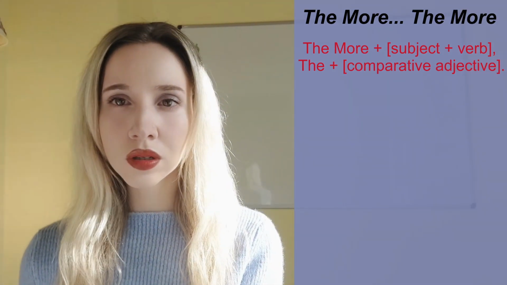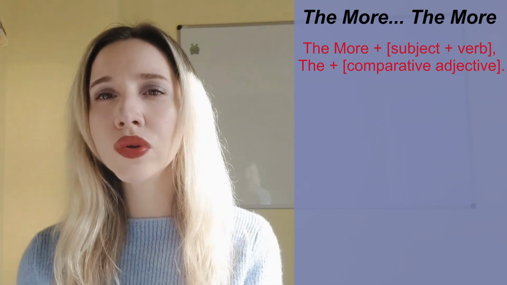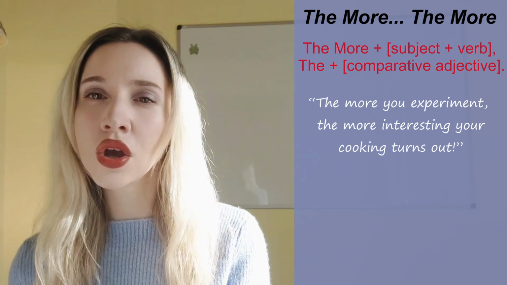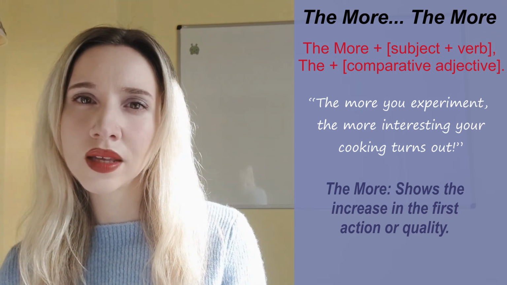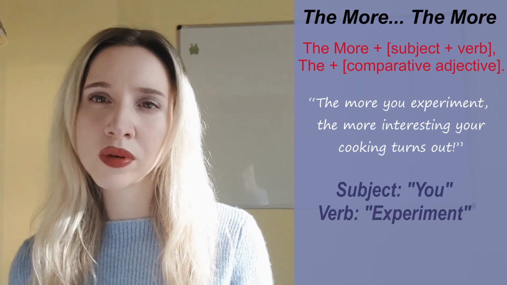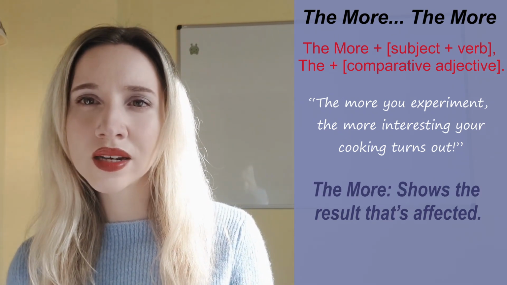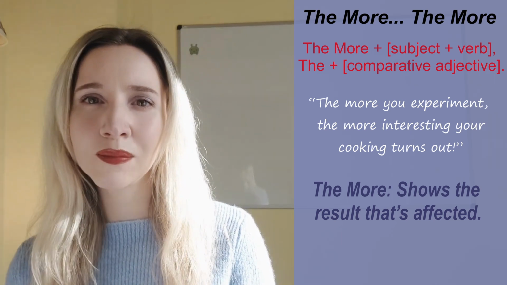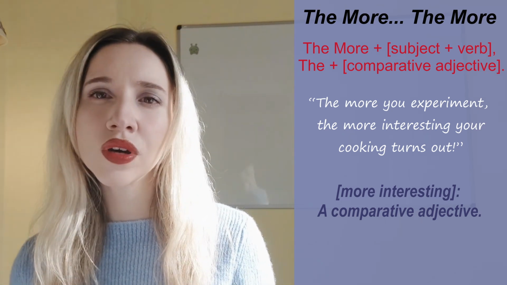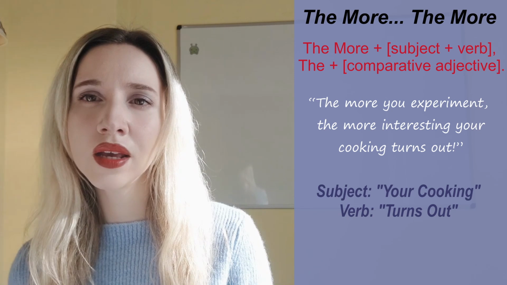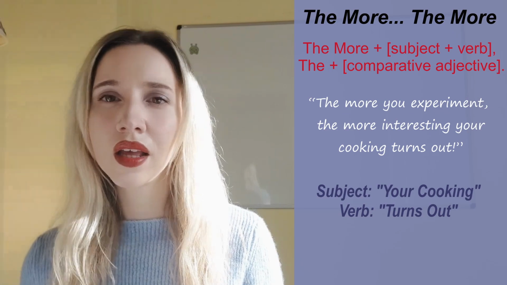Now, let's explore the more plus subject plus verb, the plus comparative adjective. The more you experiment, the more interesting your cooking turns out. The more shows the increase in the first action or quality. You experiment, subject you, verb experiment. The increasing action. The more signals the outcome that's being impacted. Interesting. Comparative adjective describing the outcome. Your cooking turns out. Subject, your cooking. Verb, turns out. The result that becomes more interesting.